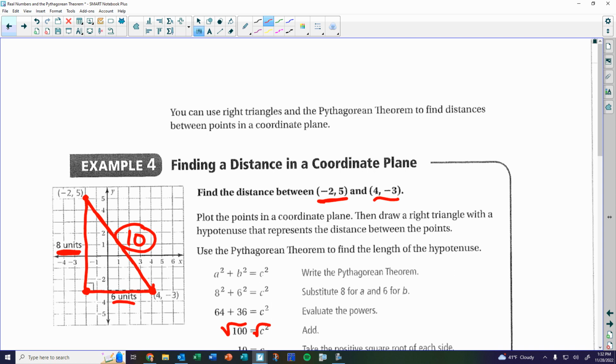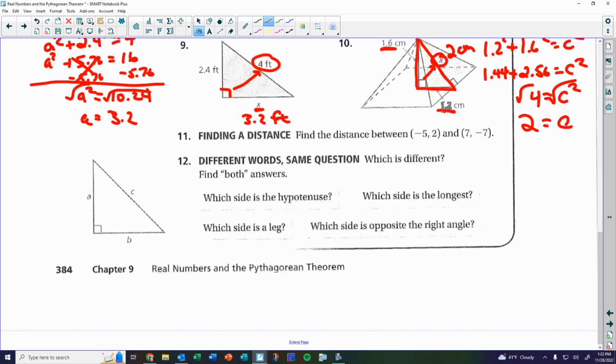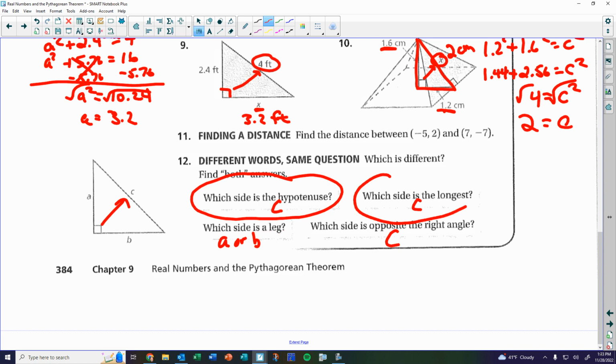Now, the last part, which is just kind of like a silly little matching, answer these questions because it says different words, same question. Which is different? Find both answers. So which is the same? So which side, look at this little picture here. Which side is the hypotenuse? See there? Which side is the longest side? Which side is a leg? Tyler? Yeah, you could have said A or B here because that would have been right. And then which side is opposite the right angle? C, right? So these three are the same. And this guy is the different one.